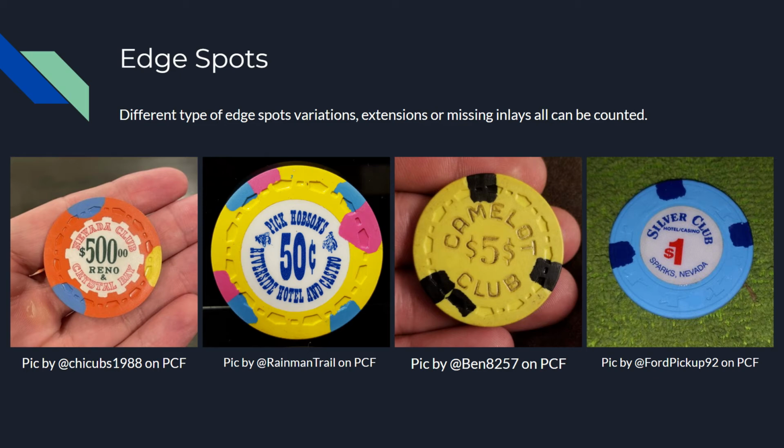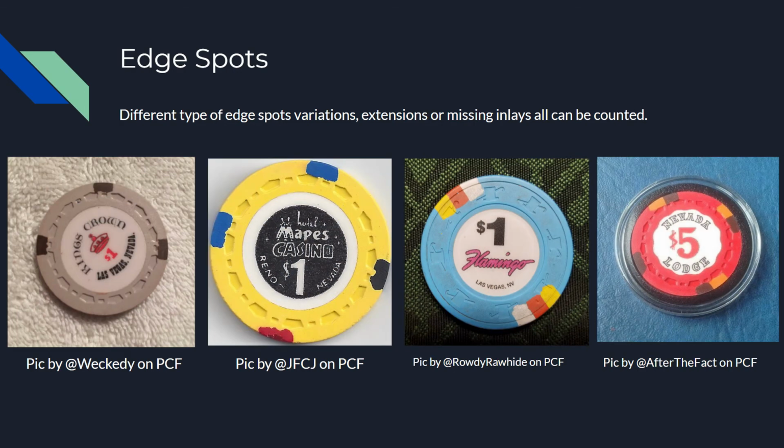And then the last picture is a Silver Club. I don't exactly remember if those are supposed to have 4 edge spots or 2 edge spots, but something's definitely wrong there. So pretty interesting there. And these are more edge spot kind of continuations.